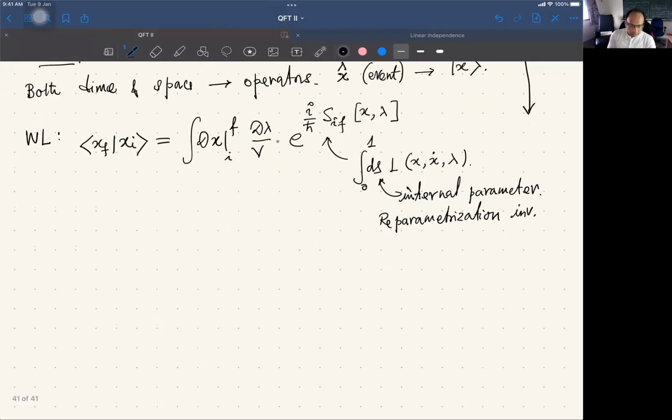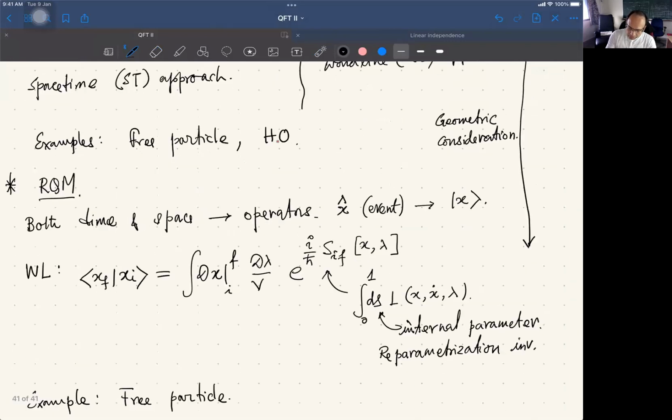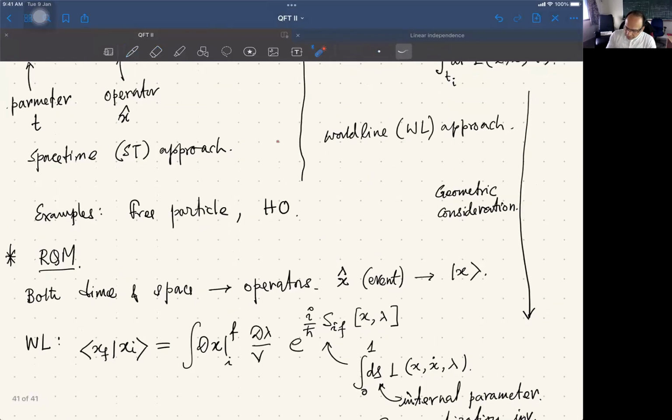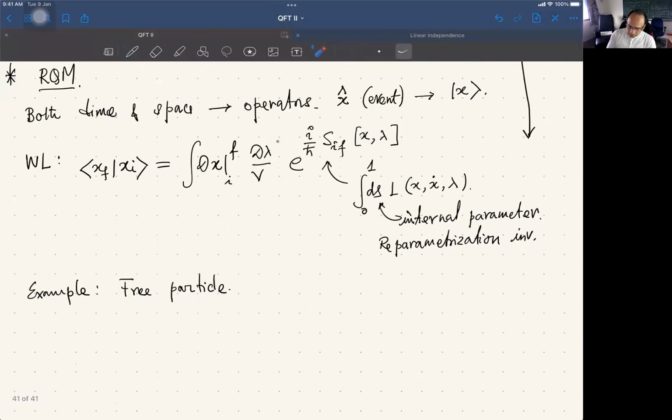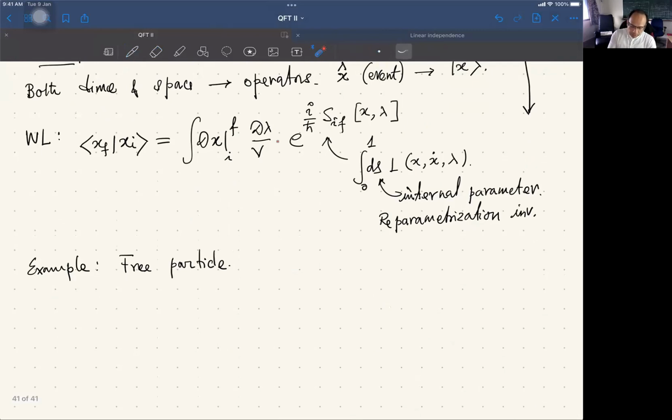And here we considered the example of a free particle. Applying geometric consideration to get that Lagrangian, this worked for a free particle. We have not considered anything that has interactions, and for a free particle, the result is given by x_f x_i free.